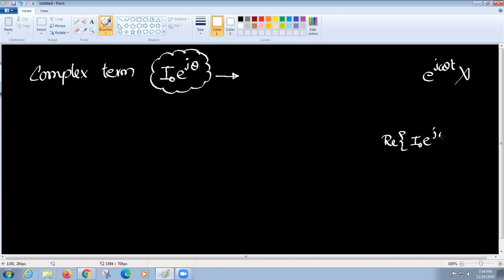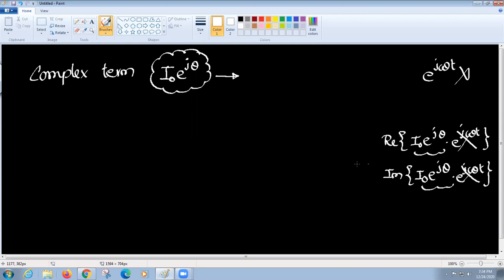the real part of I naught e power j theta e power j omega t, and of course you have the imaginary part of I naught e power j theta e power j omega t. Just drop this. If I drop this, now I'm just taking this one, I naught e power j theta. And now we just dropped this from I of t. Now this is called the phasor current.